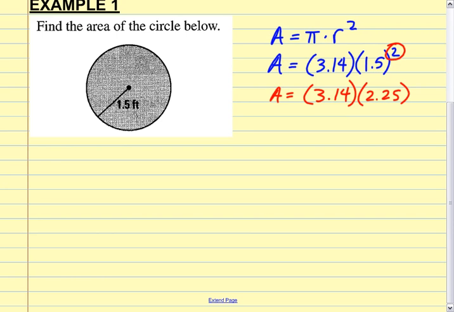Okay? So we did this part. Now we're going to multiply 3.14 times 2.25. What do I get quickly, Moreau? 7.065 feet squared.